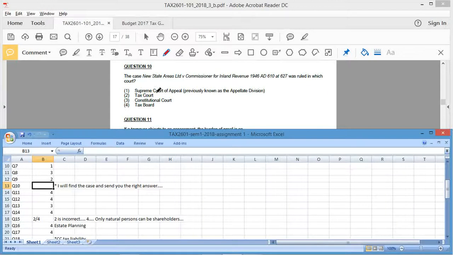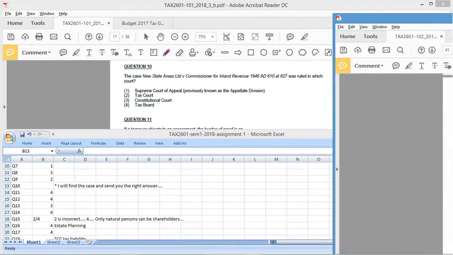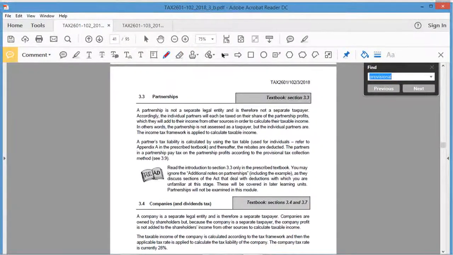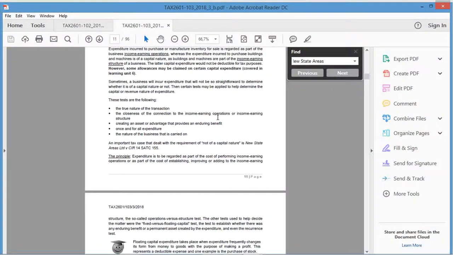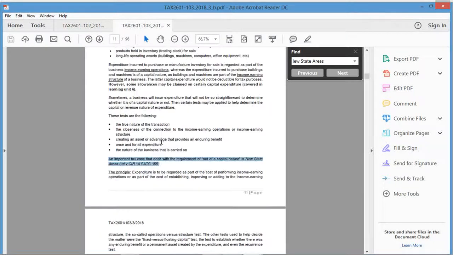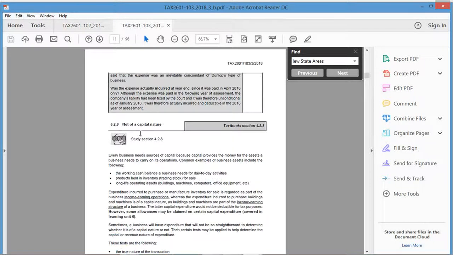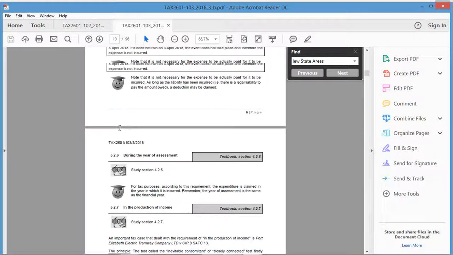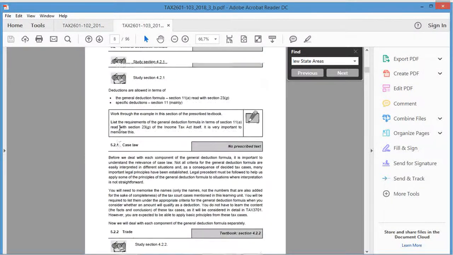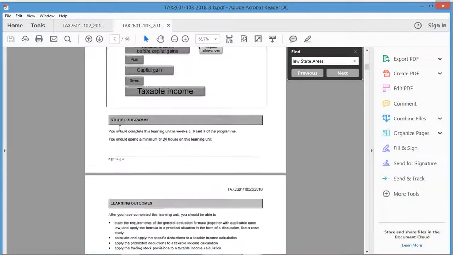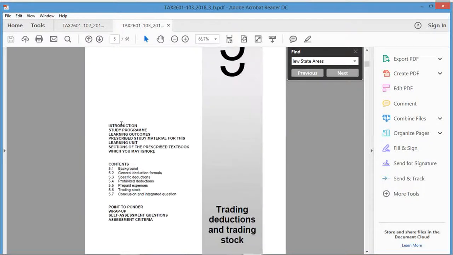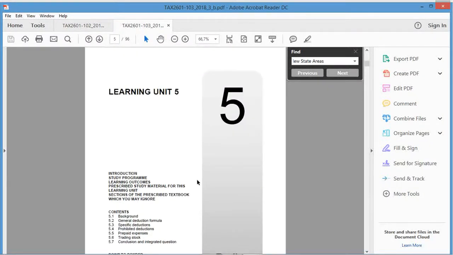In terms of ruling, which court was that? When having gone through the study guide, I actually looked at the second textbook, which was this one, and I had searched New State Areas, and it actually gave me it here. You can see that this is actually in the second book, which is chapter 5, which is looking at capital versus revenue.